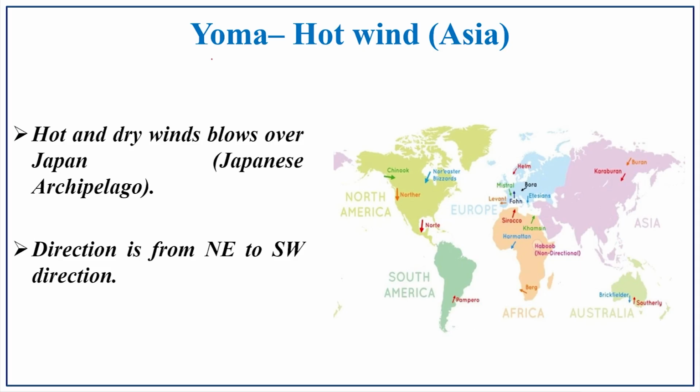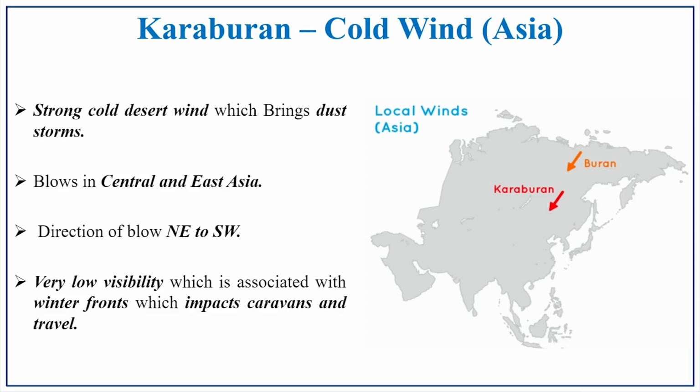The next one is the Yoma. Yoma is also a hard wind blowing in the Asian continent, a hard dry wind which blows in Japan, the Japan archipelago. So, the Japan archipelago has this Yoma hot wind. The direction is from northeast to southwest.